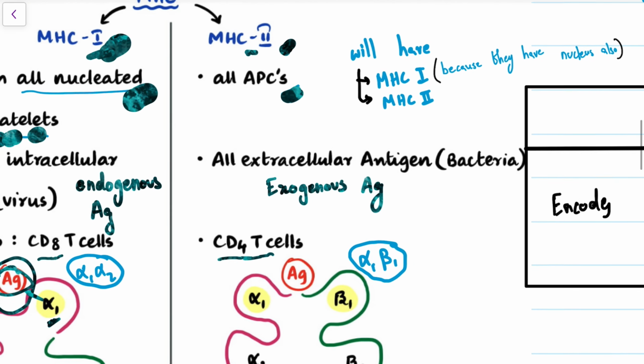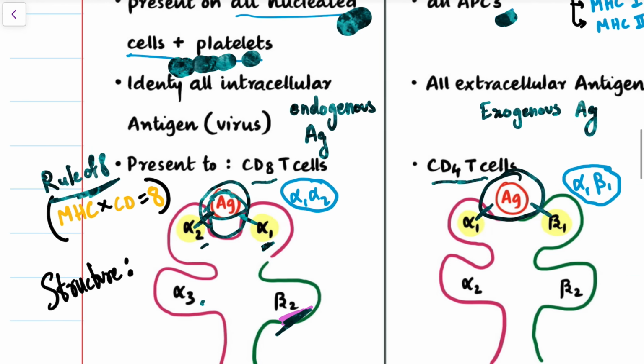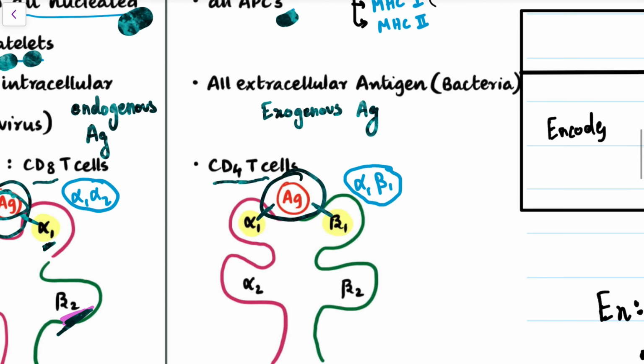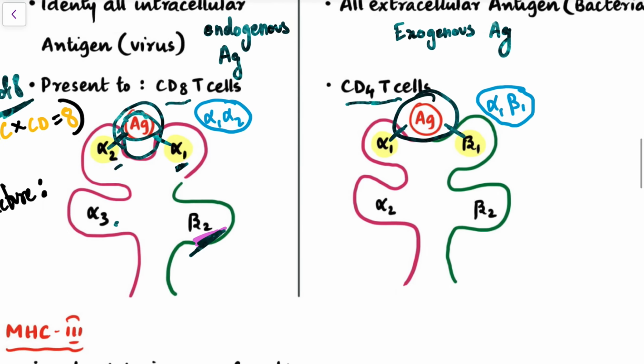Whereas in the MHC class 2, there are two equal size chains, the alpha chain and the beta chain. In MHC class 1, the antigen binds to alpha 1 and alpha 2. In MHC class 2, it is the alpha 1 and beta 1. Right.